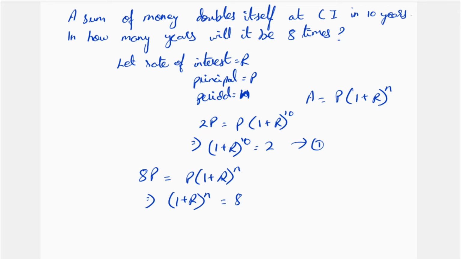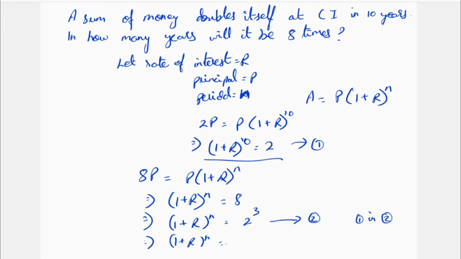Now, this 8 I know is 2 cube. So I can express it this way: (1 plus r) the whole power n is equal to 2 cube. And this 2 I know is equal to (1 plus r) the whole power 10. So, by substituting 1 in 2, this is the second observation, I will be getting (1 plus r) the whole power n is equal to ((1 plus r) the whole power 10) the whole power 3.